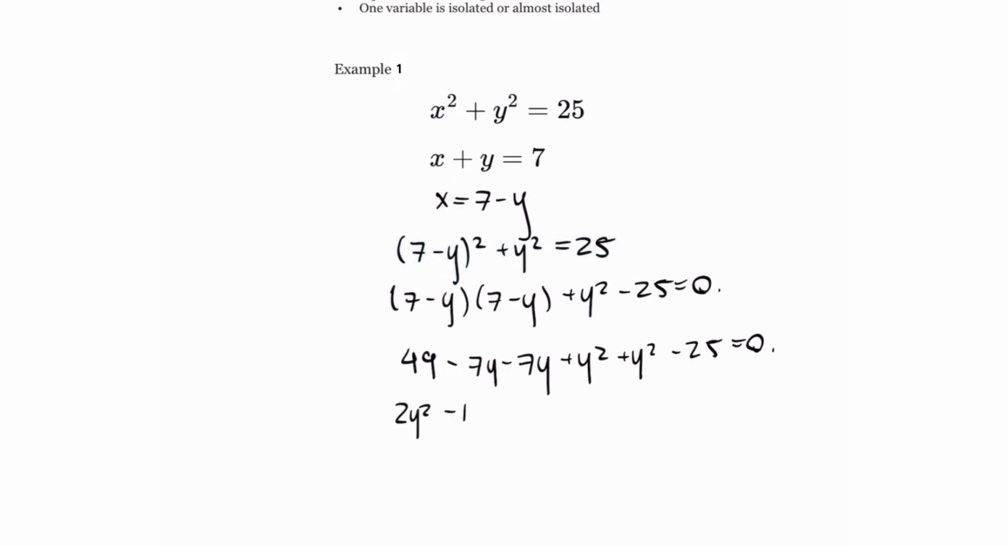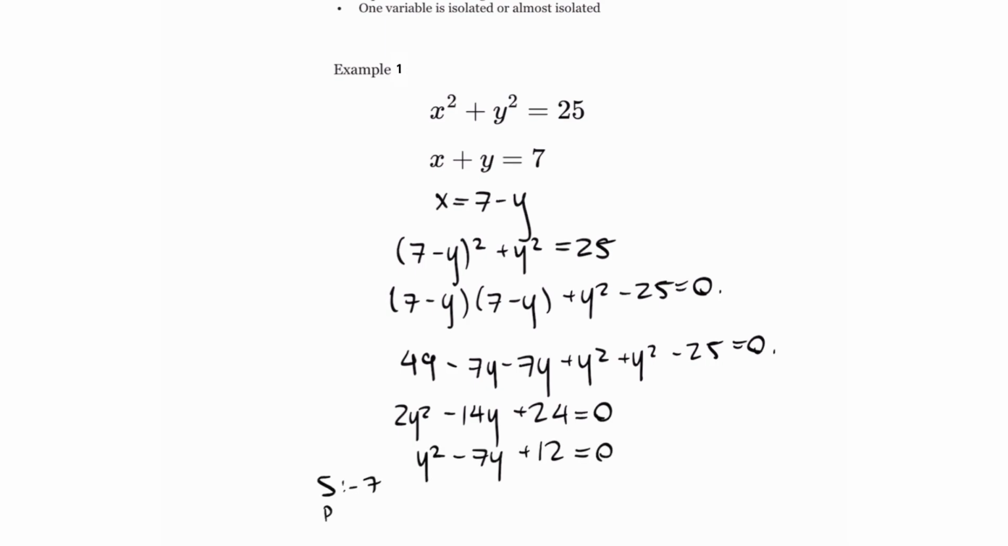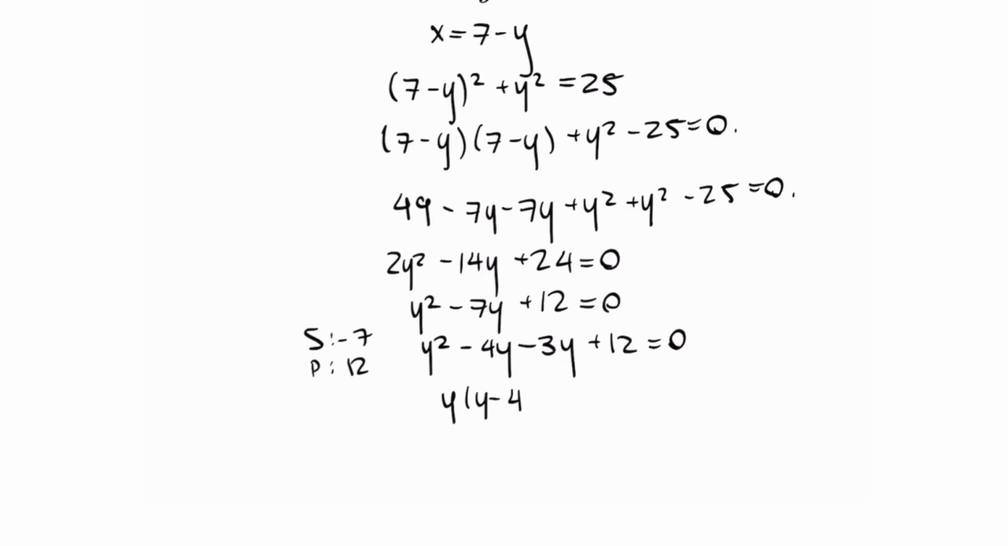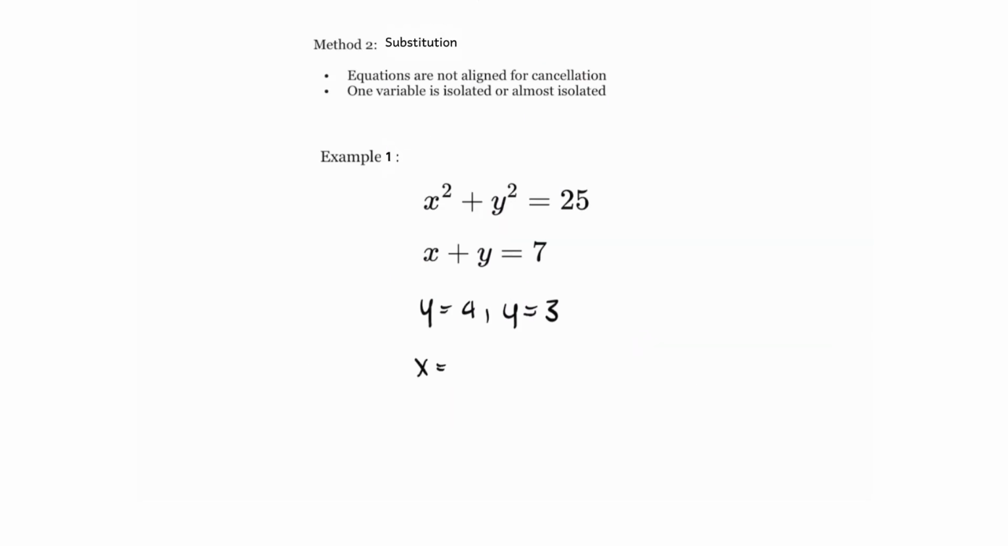Now we group like terms and we get 2y squared minus 14y plus 24 equals 0. Then we divide by 2 and we obtain this equation. Now we can do sum product on this. So this part is slightly sped up because once again, you can check out the video on my channel to learn how to do this. But we essentially get y minus 4 times y minus 3 equals 0. So we can therefore solve directly for y. We get y is equal to 4, y is equal to 3.